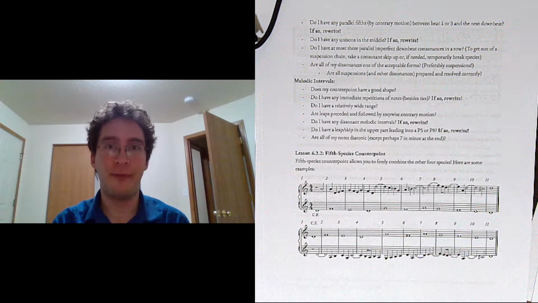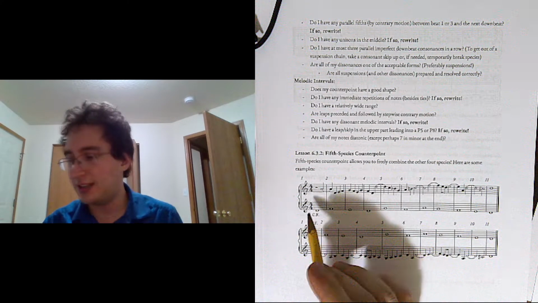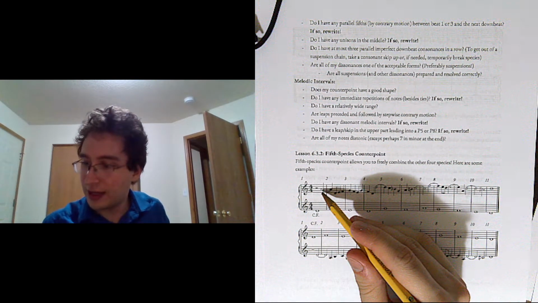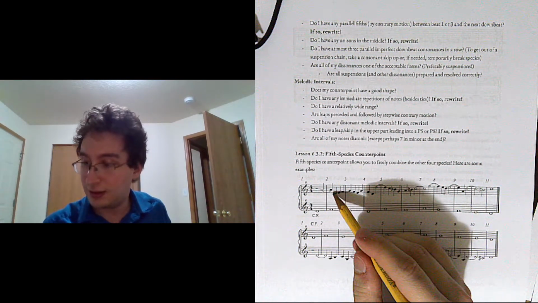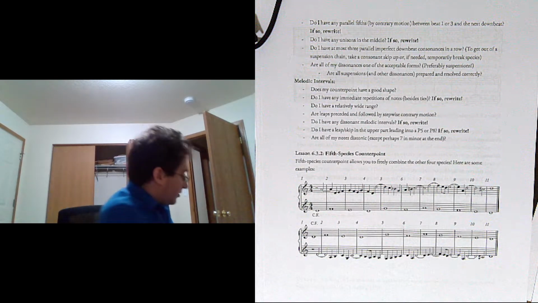And you might be wondering what shenanigans I'm going to get up to now. All that we're going to get up to is freely combining the other four species. So taking a look here, we have, starting out like fourth species, where it's tying over the bar line, but instead, I'm sorry, it's an octave.